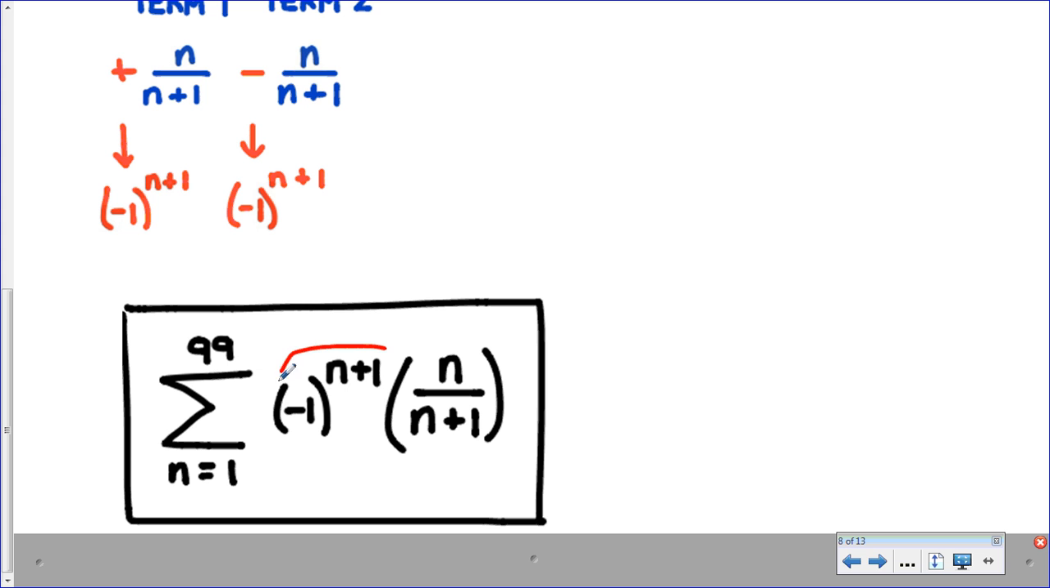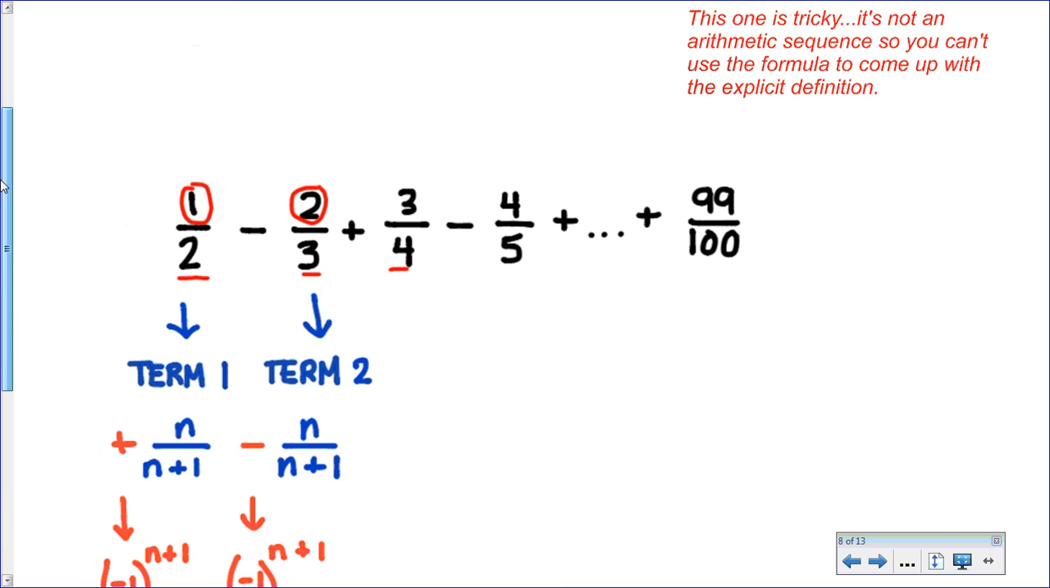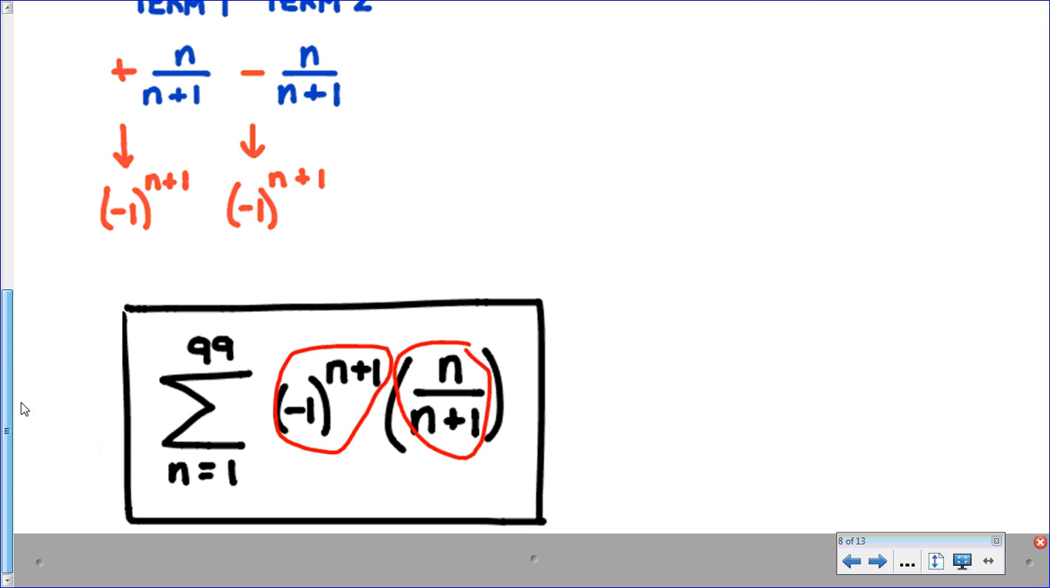-1 to the n plus 1th power is the complicated way of dealing with the alternating sign, and then n over n plus 1, this part, is how you actually get those numbers, like the fractions, 1 over 2, 2 over 3, 3 over 4, and so on. And then the sigma just goes from 1 up to 99, because the last term that they ended with is 99 over 100, which would be the 99th term.